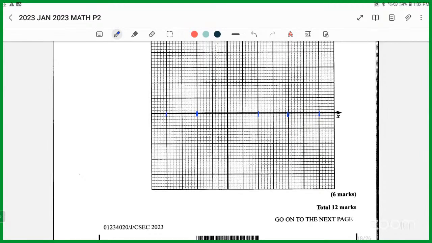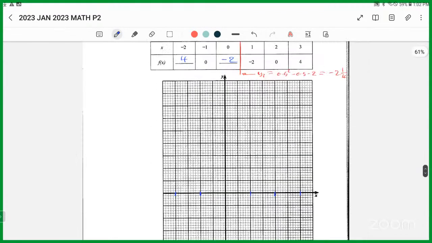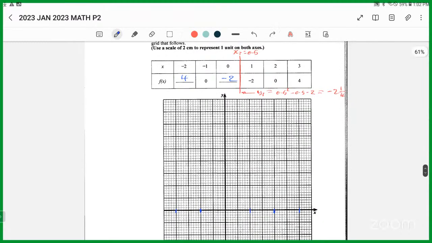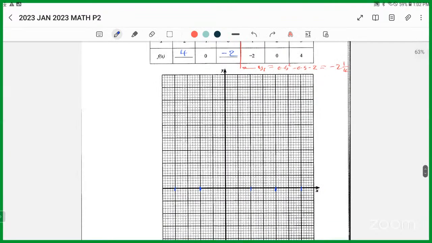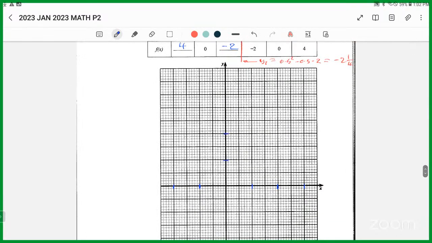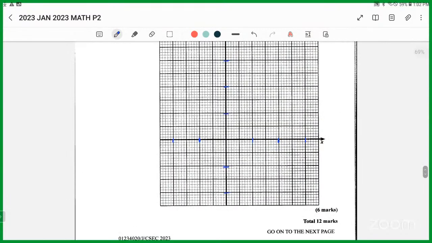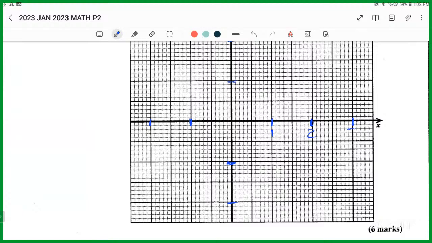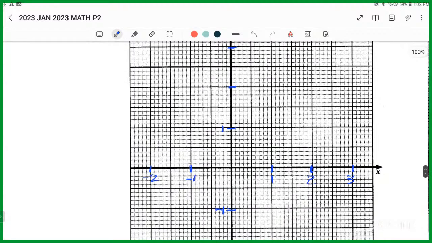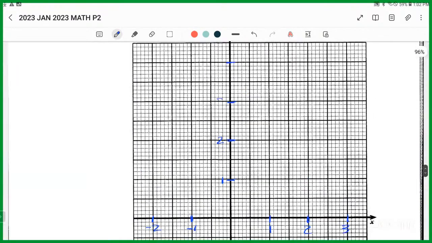Minus 1, minus 2. And the y-axis is going up to 4 and down to negative 2, negative 2 and a quarter. So we can go 1, 2, 3, 4, minus 1, minus 2. All right.